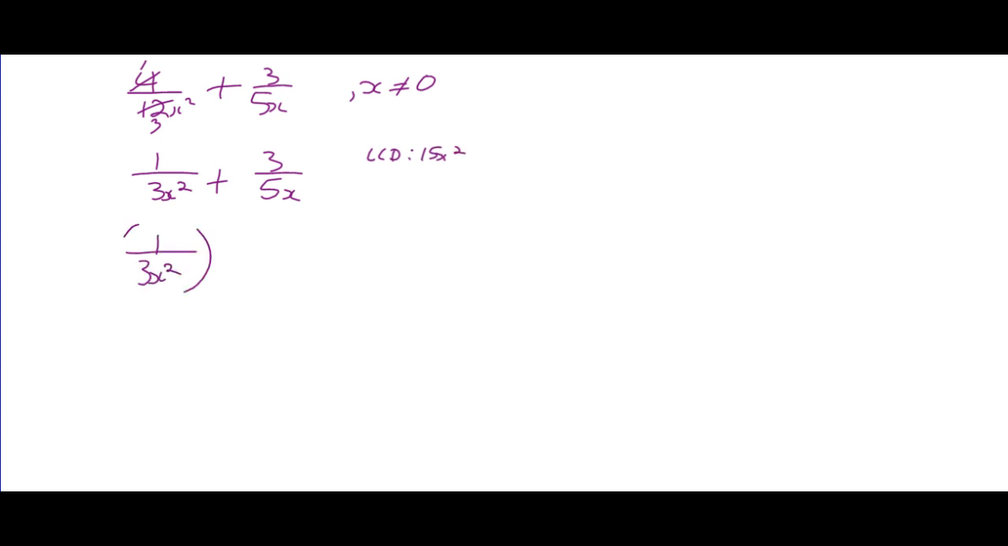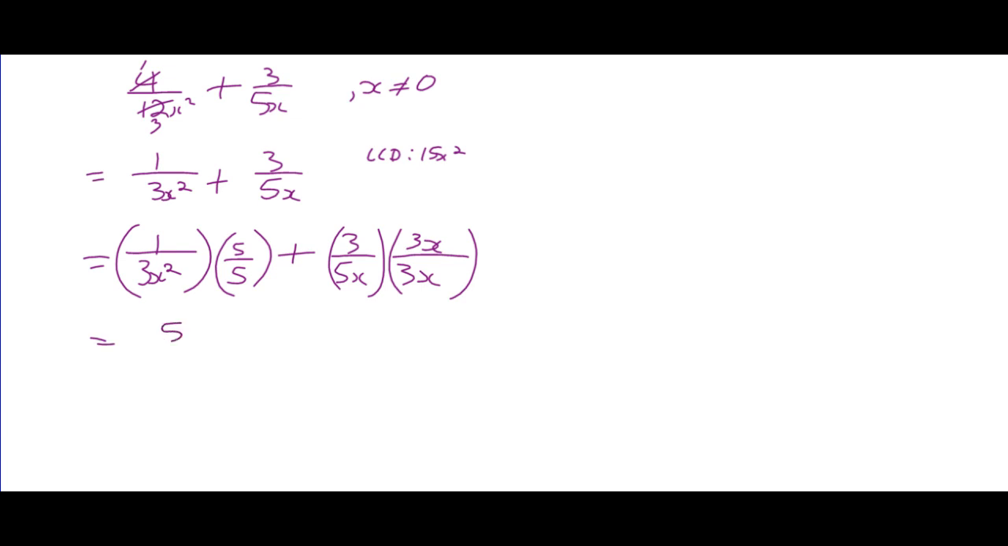Okay, and again, so how do I get 15x squared? I need a 5. Just 5, that'll give me 15x squared. And how do I get 15x squared here? Well, I need a 3 to get 15, and I need an x to get x squared.